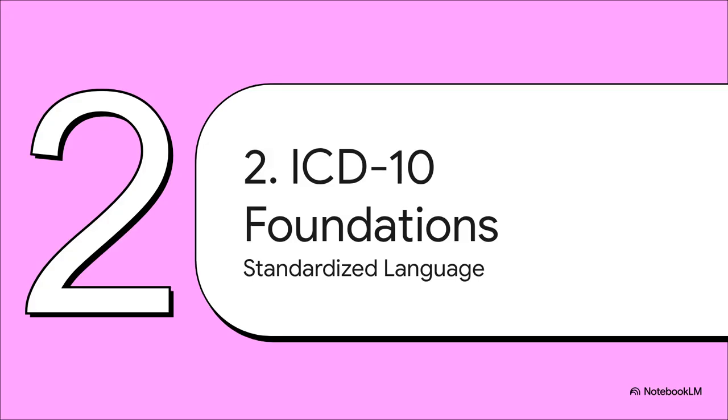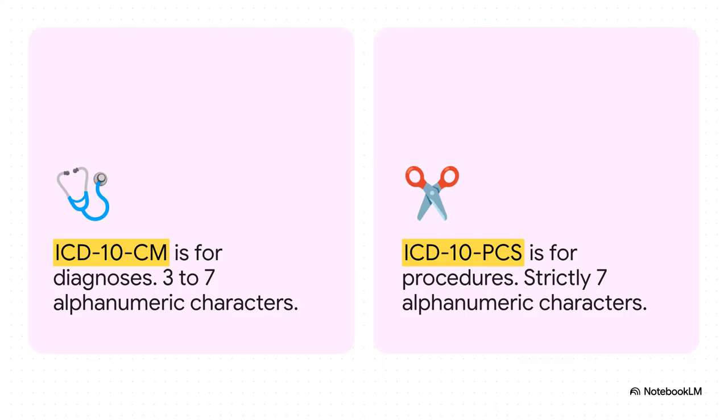Which brings us to Section 2, ICD-10 Coding Foundations. To feed our DRG recipe, we obviously need a highly standardized language. Notice the strict structural difference we have here between diagnosing an illness and coding the physical interventions. On the left side, we've got ICD-10-CM, which is used across all U.S. healthcare settings for diagnoses. These codes can be anywhere from 3 to 7 characters long. But over on the right, for inpatient procedures, we use ICD-10-PCS. And they are strictly 7 alphanumeric characters long, always, no more, no less.